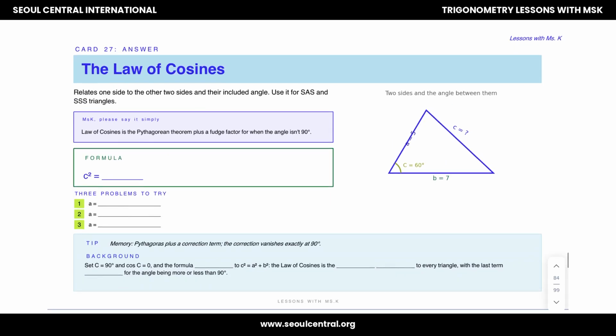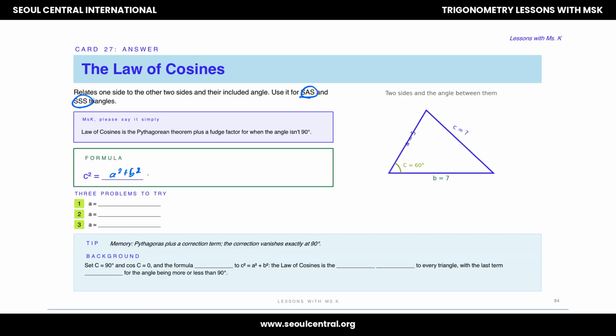Flashcard 27. State the law of cosines for side c. The law of cosines. The law of cosines relates one side to the other 2 sides and their included angle in a triangle. Use this for SAS and SSS scenario triangles. To say it simply, the law of cosines is the Pythagorean theorem plus a fudge factor for when the angle isn't equal to 90 degrees.